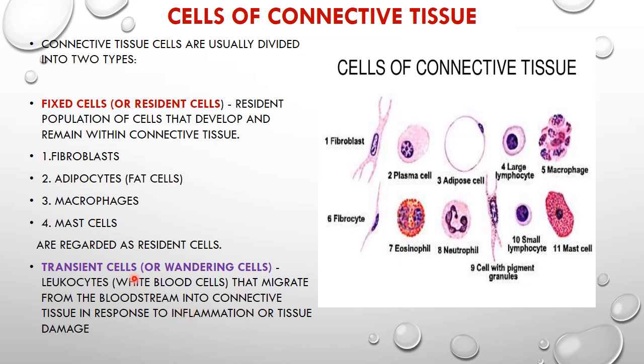Whereas the white blood cells or the leukocytes migrate from the bloodstream into the connective tissue in response to inflammation or other tissue damage. So they are termed the wandering cells or the transient cells or the migrating cells of the connective tissue. So the eosinophils, the neutrophils, and the lymphocytes are all the wandering cells of the connective tissue.